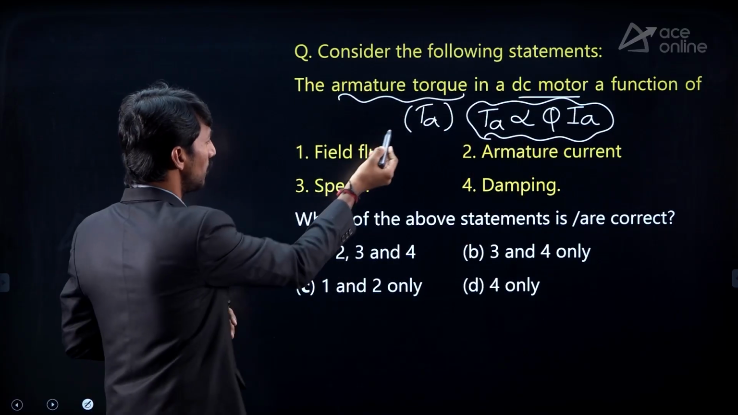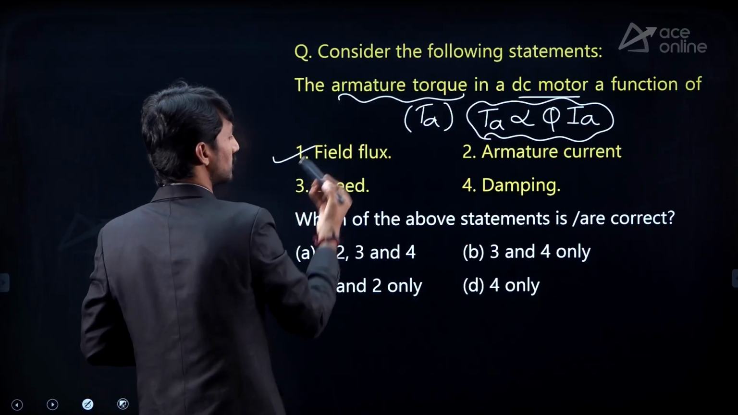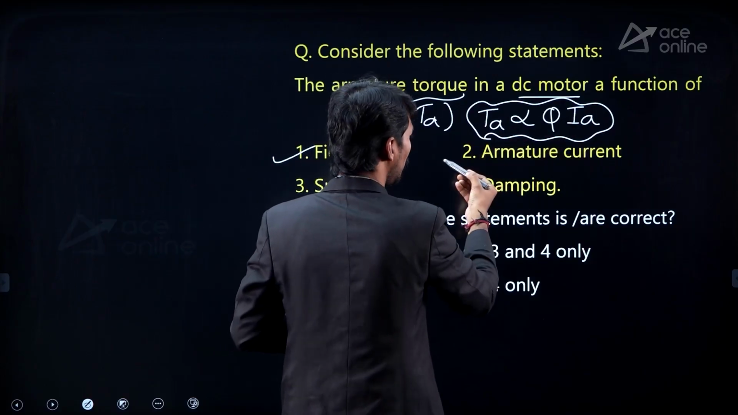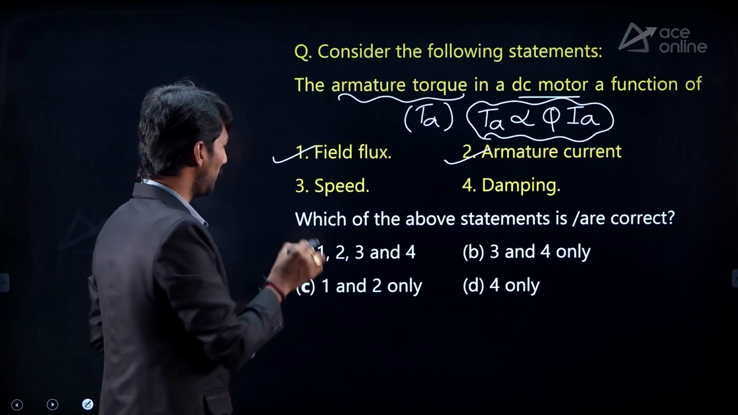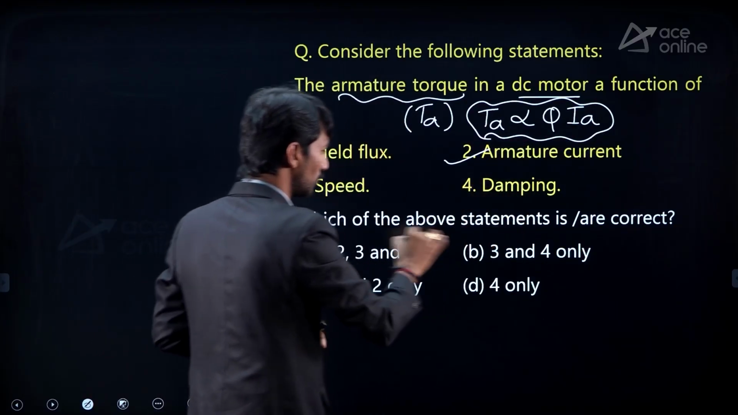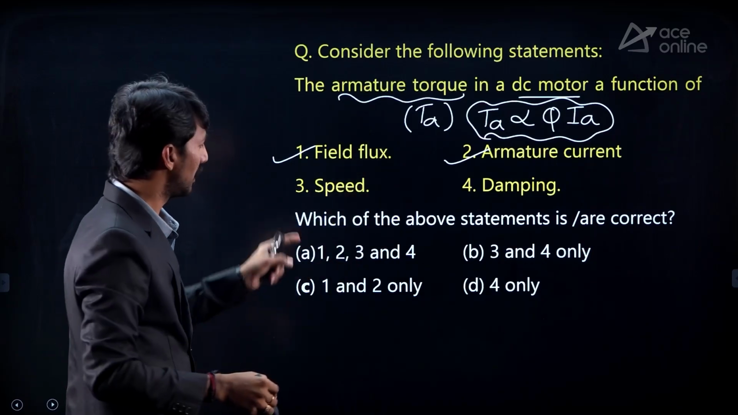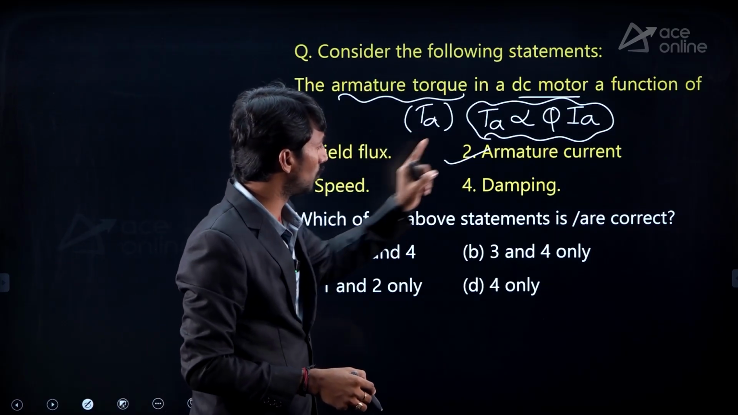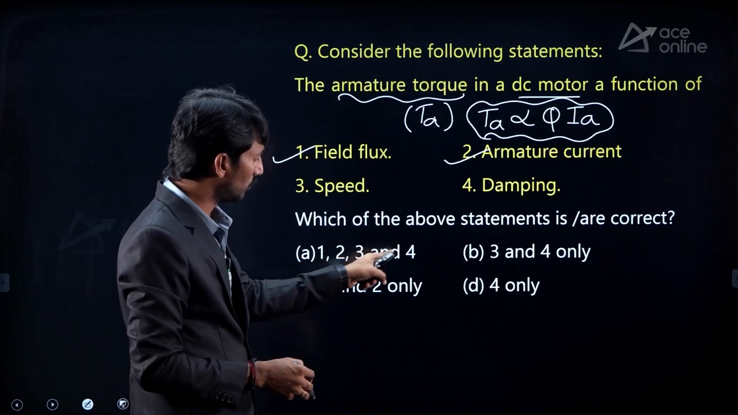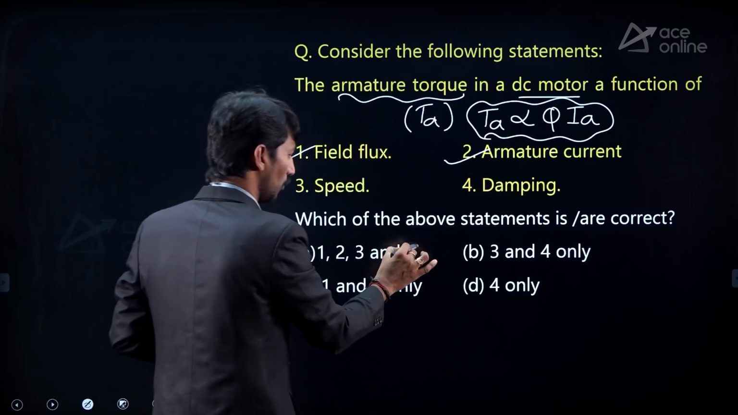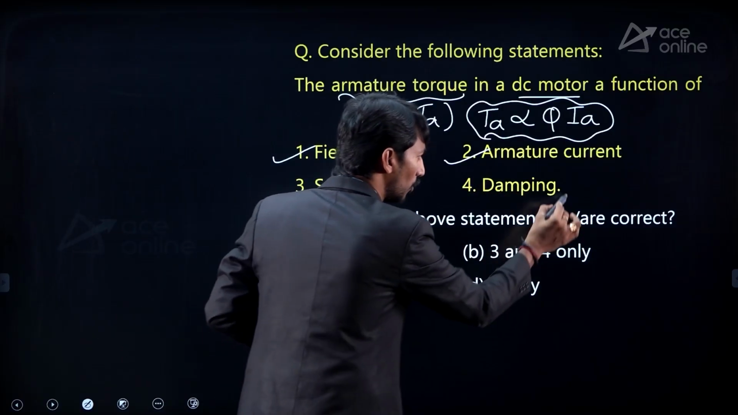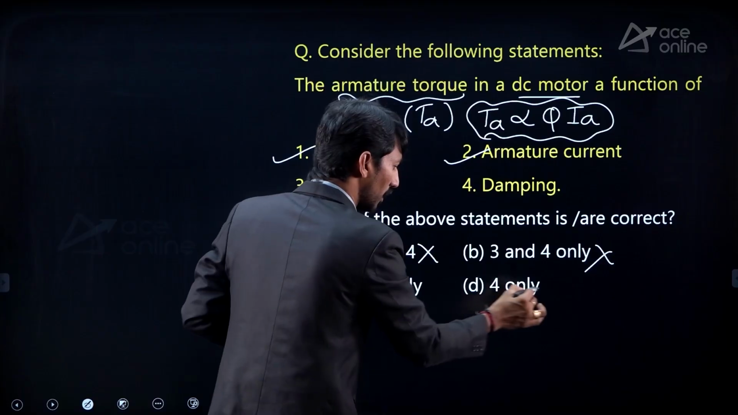Now check it here. Function of phi, field flux, correct? And armature current, correct? But here speed, no. And then damping also, no. Among the corresponding options, 1, 2 are correct. 3 and 4 only, right? 4 is wrong. Here 4 only is wrong.